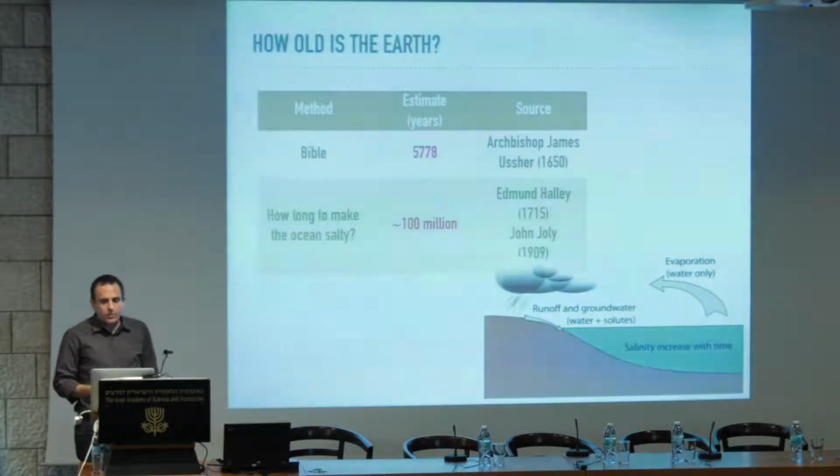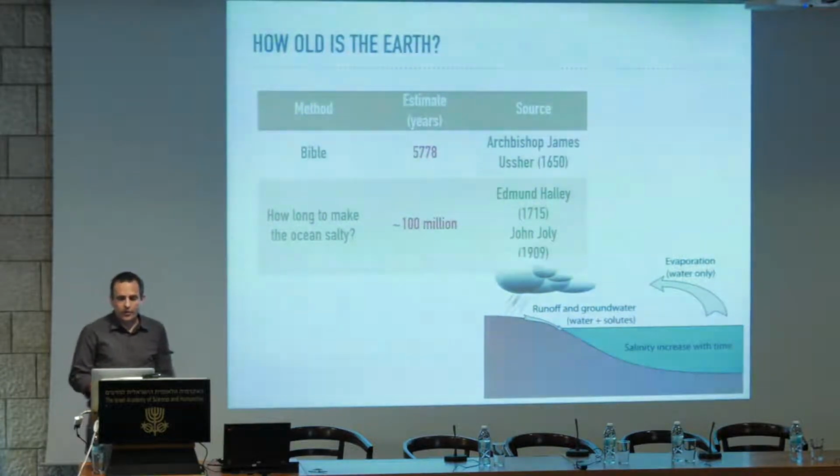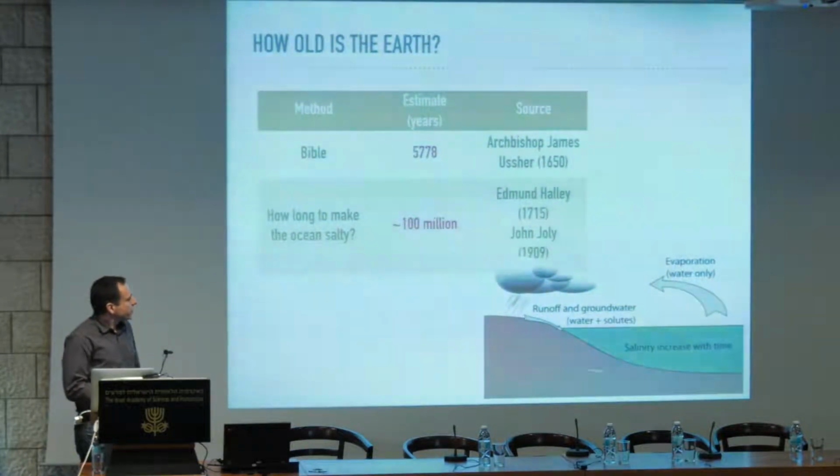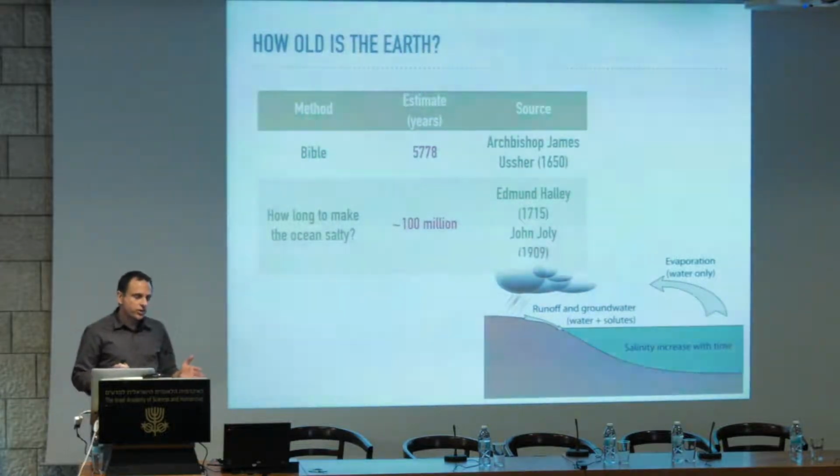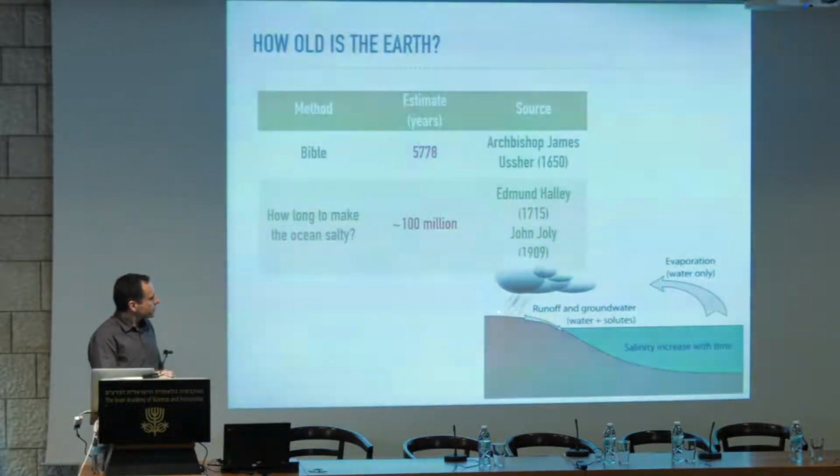There were some who tried to come up with more quantitative estimates of the age of the Earth. For example, in the early 18th century, Edmund Halley came up with the idea that we can use the salinity of the ocean to measure how long the ocean has existed if we knew the fluxes of material coming into the ocean because of precipitation and runoff and in groundwater as well.